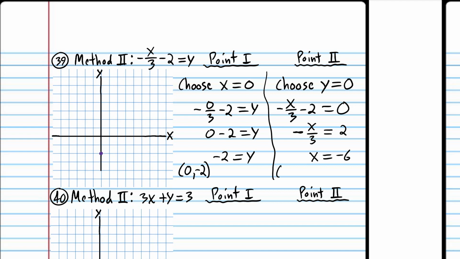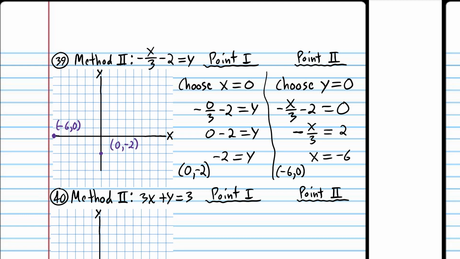So our point is negative 6, 0. Be sure not to mix up the x and the y value. Remember, the x always comes first, and the y always comes second. So now we have negative 6, 0. Now that's not just any point. That's a special point, because that is the x-intercept. Why is it the x-intercept? Because it's on the x-axis. So again, these are not just any points, they're special points.